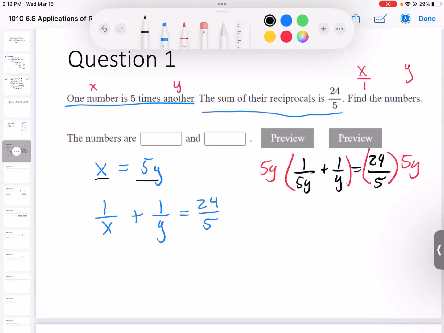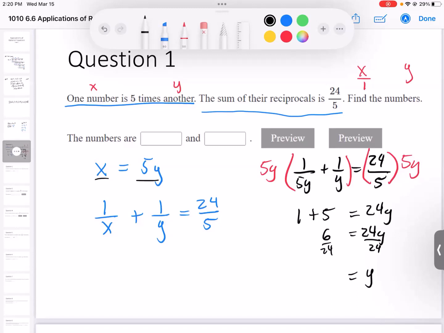So does it make sense where I got the 5Y from and why I want to do that? So then I'd say, okay, well, 5Y times this fraction will just equal 1. 5Y times this fraction, the Y's will cancel out, and 5 times 1 will give me 5. And then at this point, I'll have 5. The 5's will cancel out and I'll get 24Y. And that equation can be simplified because 1 plus 5 is 6. So I'll get 6 equals 24Y. Divide both sides by 24.